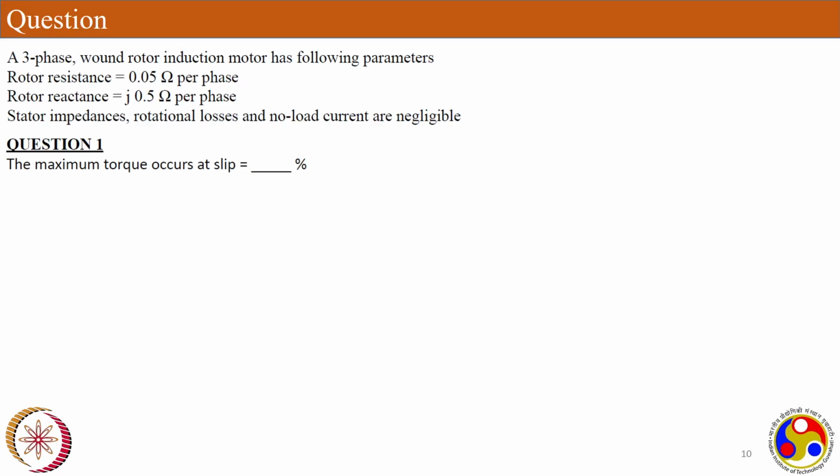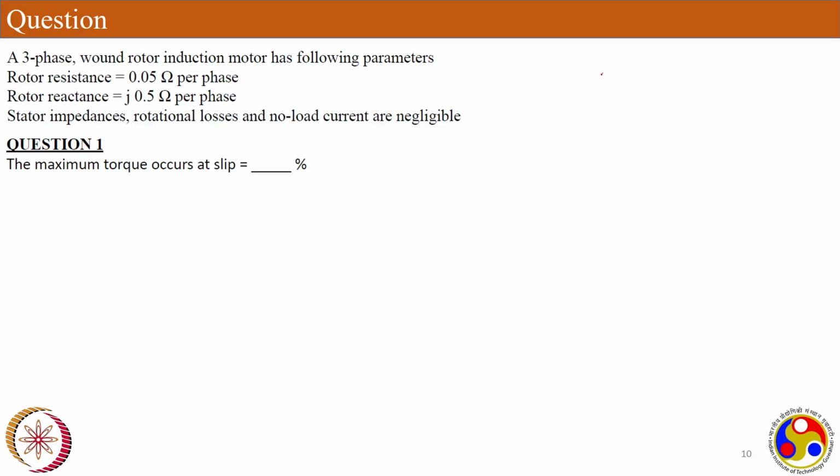So let's start solving the problems and see the first problem first. It's a three-phase wound rotor induction motor. It has the following parameters: rotor resistance 0.05 ohms per phase, and rotor reactance is also given. All the losses are negligible. Stator impedance is also negligible. Rotational losses are negligible, and no-load current is also negligible. We are asked to find the slip at which the maximum torque occurs.